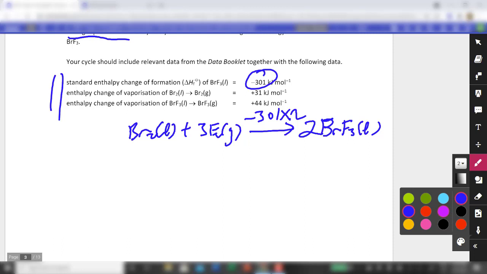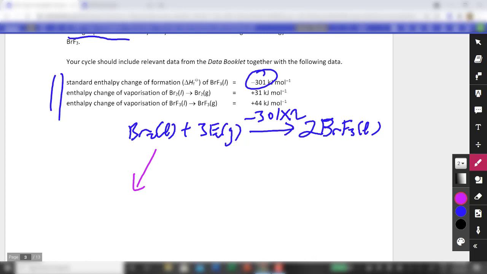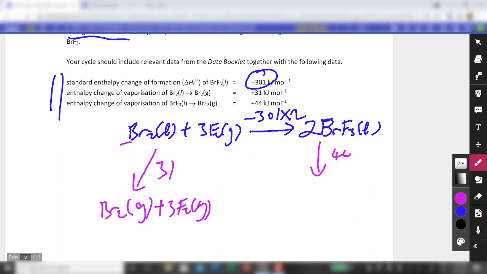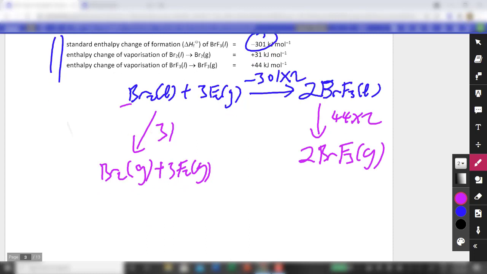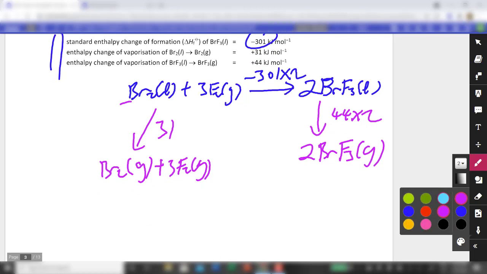Okay, so I'm going to change to purple, and then I'm going to vaporize liquid bromine, and there's only 1 mole here, so I just need 31, and I'm just going to write Br2 gaseous plus 3F2 gaseous, and then I have 2 equivalents of bromine trifluoride. So in order to vaporize it, I need to multiply 44 by 2. Okay, so I'm going to get 2 BrF3 gaseous.